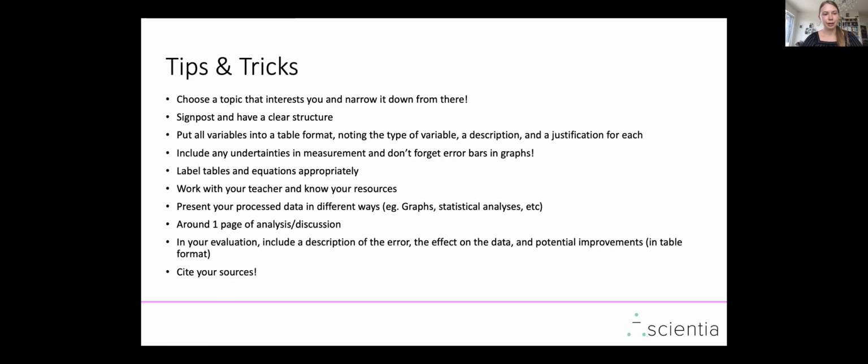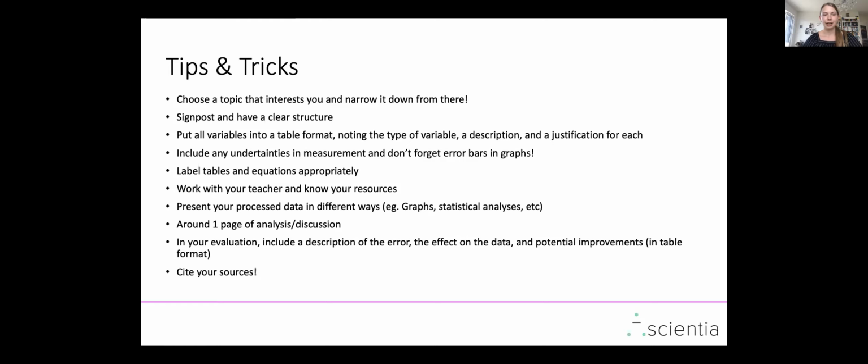What I think is a really good way to do that, for example, is putting things into a table format. So for example, for all your variables, like your dependent variable, independent variable, your control variables especially, is to note the type of variable in a table, give a description of that variable, and then a justification for why it's important. For example, controlling temperature, like what effect would that have if you didn't control temperature?